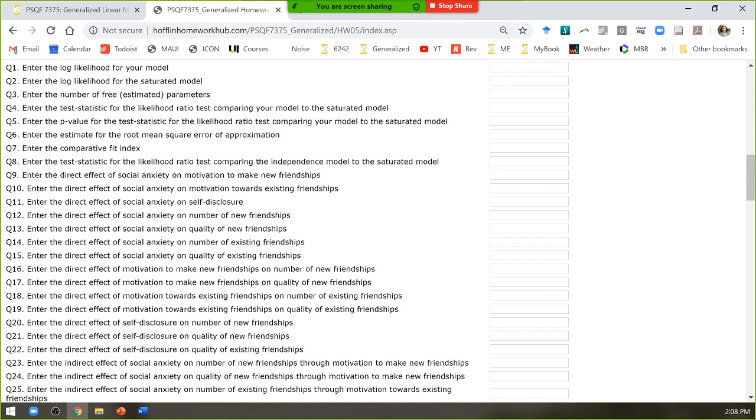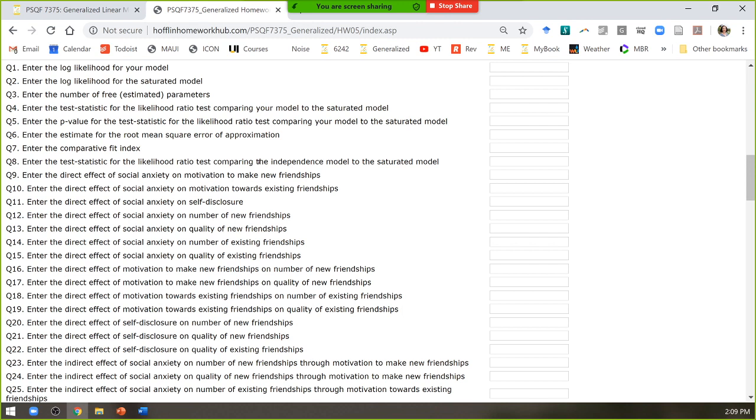Okay. Well, so if you have the first three questions right, then you probably have the right model content. Question four is the test statistic for the likelihood ratio test comparing your H0 model to the saturated H1 model. That should be given to you in the output. The test statistic is given as a chi-square.